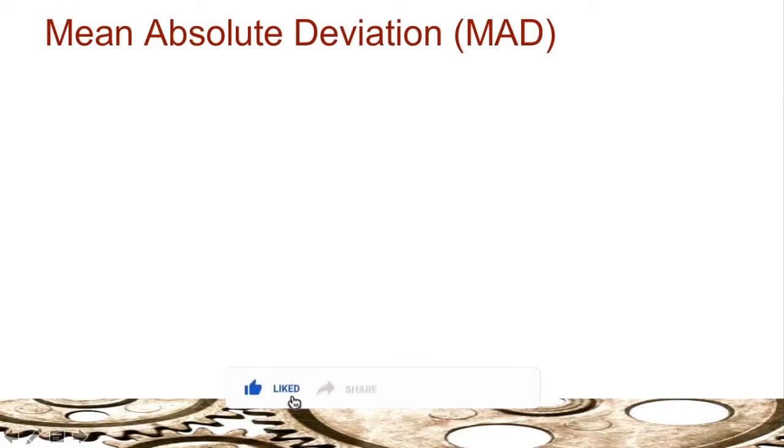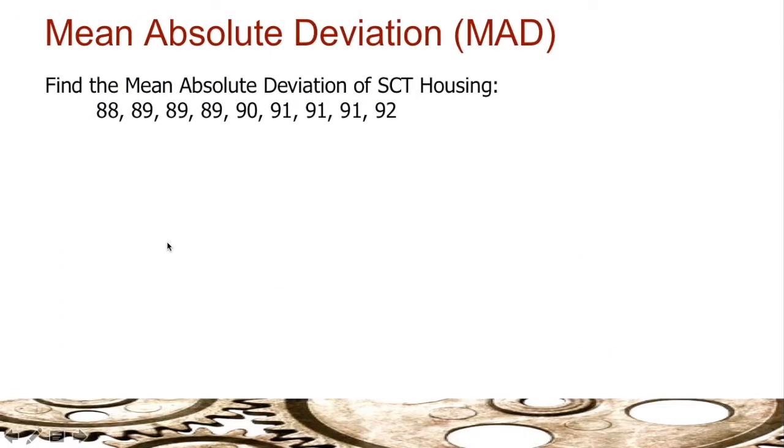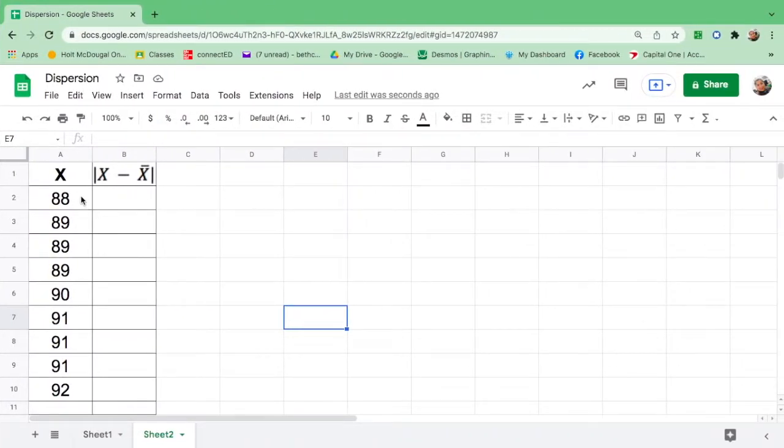In today's video, I will show you how to find the mean absolute deviation or MAD for ungrouped data using Google Sheet. Let us take this example. First, transfer all the values to Google Sheet. I already have it here.